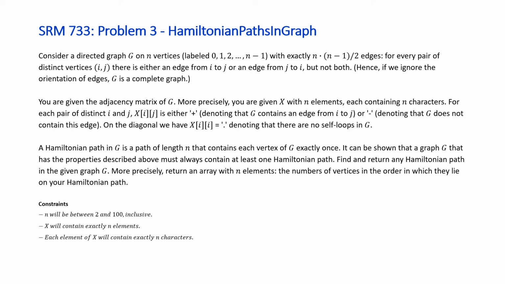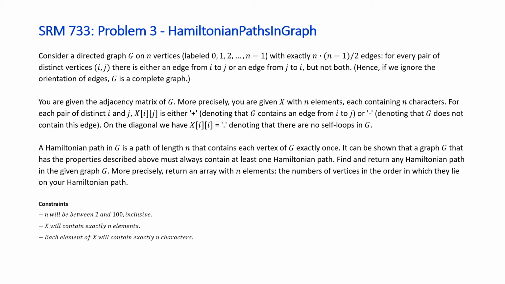You are given the adjacency matrix of G. More precisely, you are given X with n elements, each containing n characters. For every pair of distinct i and j, Xij is either a plus sign, denoting that G contains an edge from i to j, or a minus sign, denoting that G does not contain this edge. On the diagonal, we have Xii equal to periods, denoting that there are no self-loops in G.